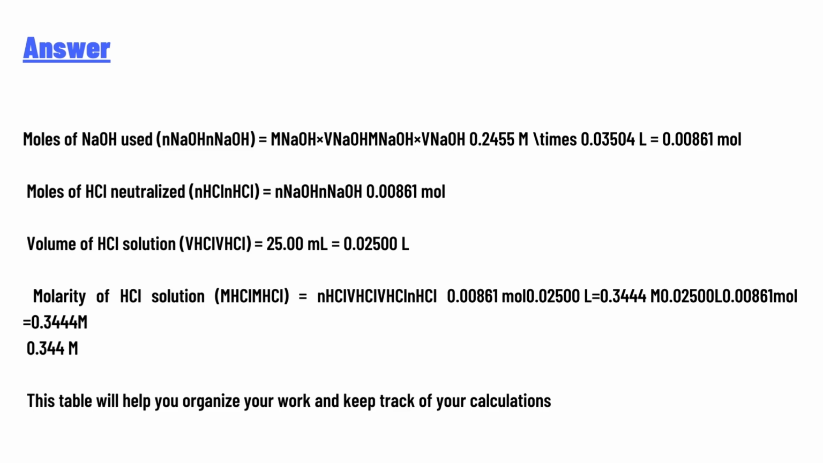Moles of HCl is 0.00861 mole. Volume of HCl solution, V HCl, is equal to 25.00 mL, equal to 0.02500 L. Molarity of HCl solution, M HCl, is equal to n HCl over V HCl, which is 0.00861 mole over 0.02500 L, equal to 0.3444 M. This table will help you organize your work and keep track of your calculations.